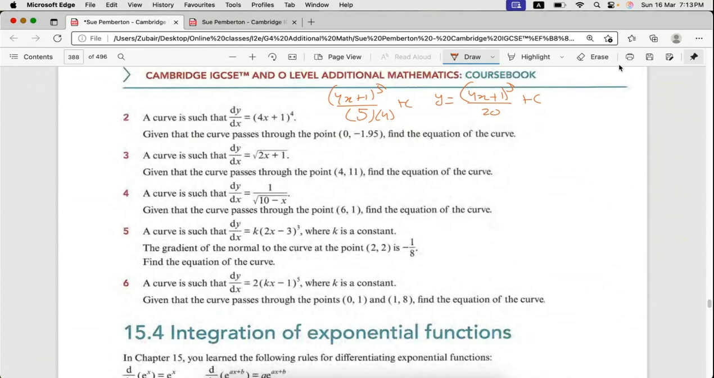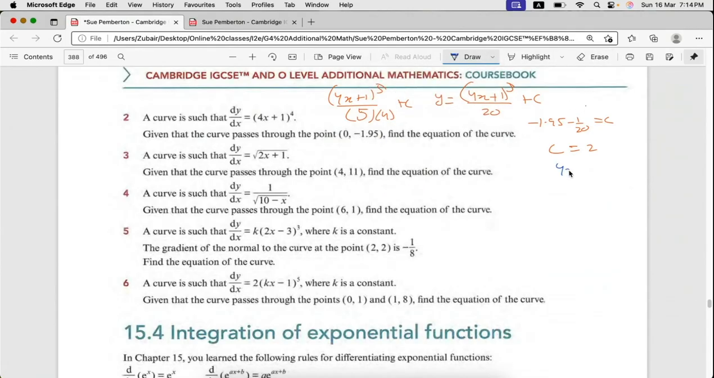y is equal to this. So it is given that when x is 0, y is negative 1.95. So x is 0, that makes it 1 over 20. This is negative 1.95 minus 1 over 20 equals c. I'm using calculator. 1.95 and 1 by 20 add up to exactly 2. So the final answer is all this with plus 2.